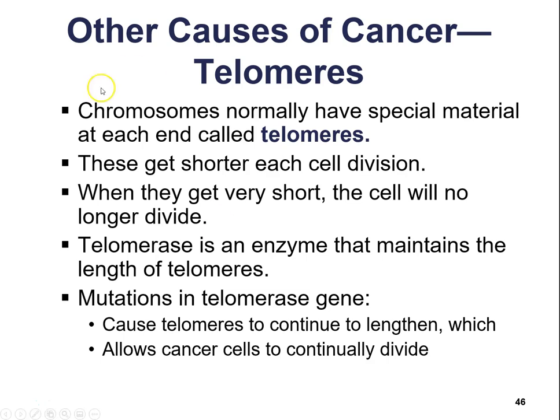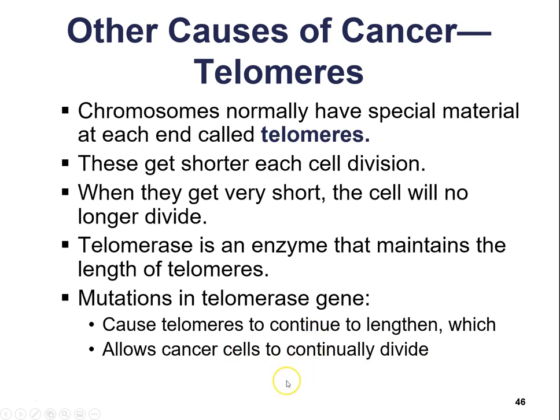There is an enzyme that will maintain the length of these telomeres, okay? So the cell wants to maintain the telomeres at a certain length. However, if they start to get too short, it signals to the cell, oh, maybe I shouldn't divide again because there's a chance that I may not be able to replicate all of my DNA, okay? There are mutations that can occur in the telomerase gene, okay? And it says it causes telomeres to continue to lengthen, which allows cancer cells to continually divide.